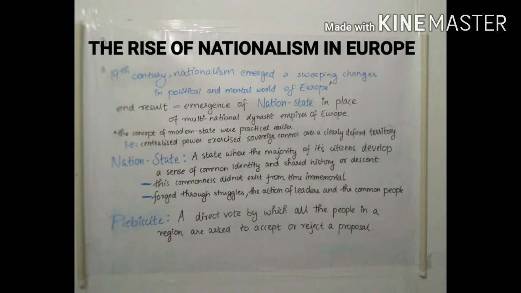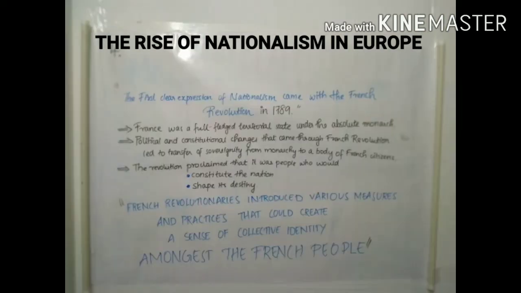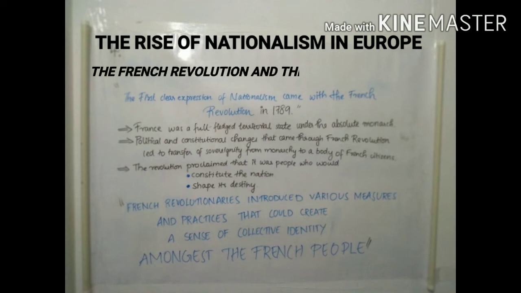Now, there is a word like plebiscite given in your textbook. So, just to know about it, plebiscite means direct vote where the people give their approval or rejection directly on that topic. So, let's start with the first topic of the chapter, the French Revolution and the idea of the nation. Now, the clear thought of our nationalism, where did that come from?